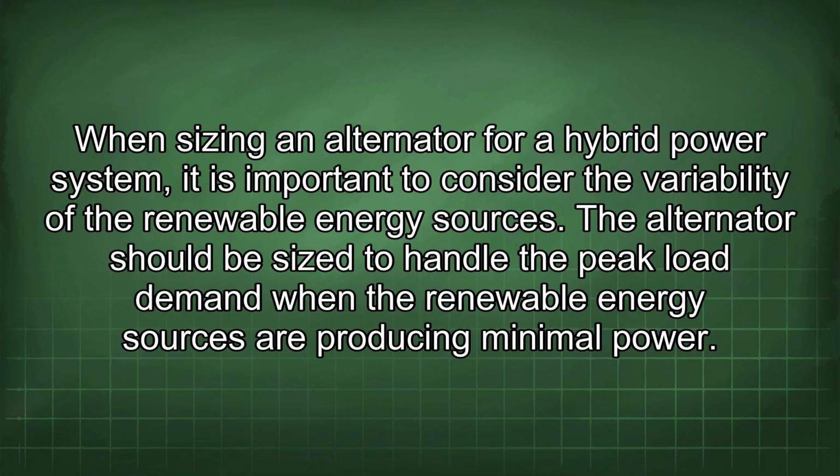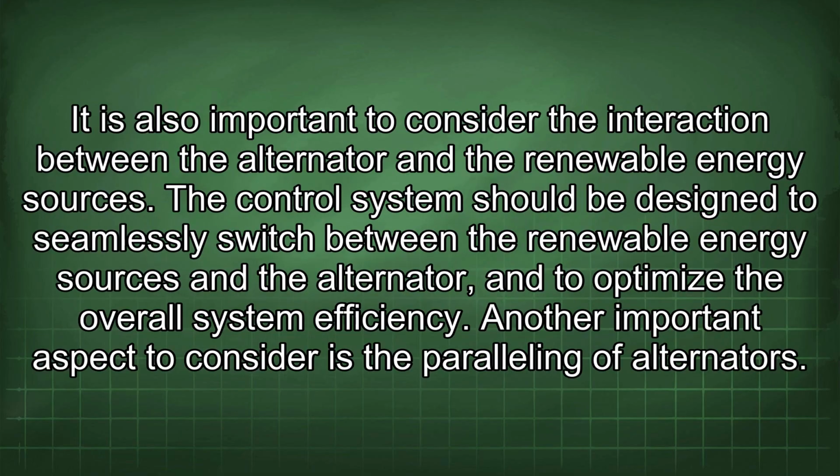When sizing an alternator for a hybrid power system, it is important to consider the variability of the renewable energy sources. The alternator should be sized to handle the peak load demand when the renewable energy sources are producing minimal power. It is also important to consider the interaction between the alternator and the renewable energy sources. The control system should be designed to seamlessly switch between the renewable energy sources and the alternator and to optimize the overall system efficiency.